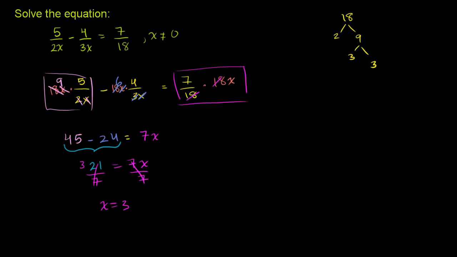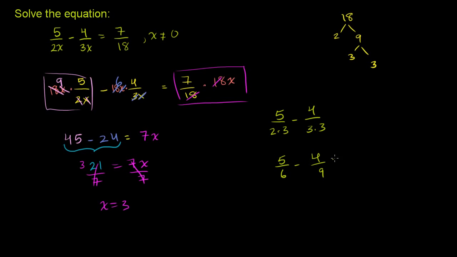And let's verify that that works. We have 5 over 2x, so that's the same thing as 5 over 2 times 3, minus 4 over 3 times 3. So this is 5/6 minus 4 over 18. Sorry, 4 over 9.